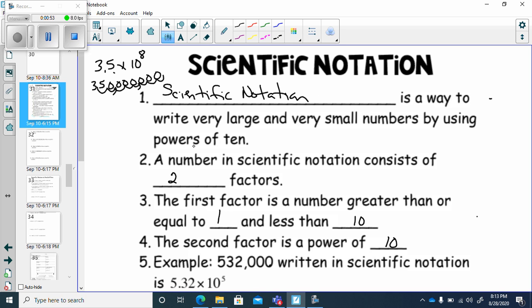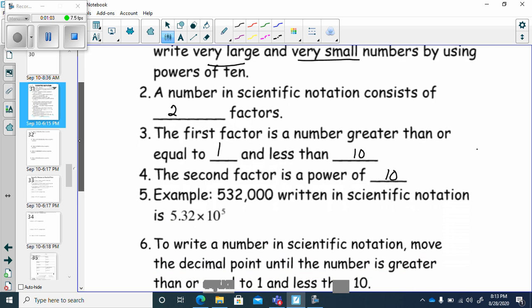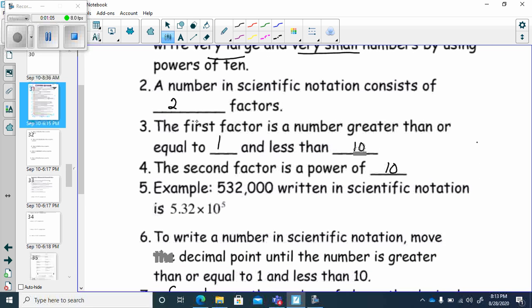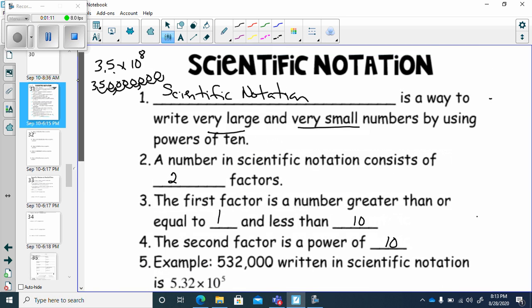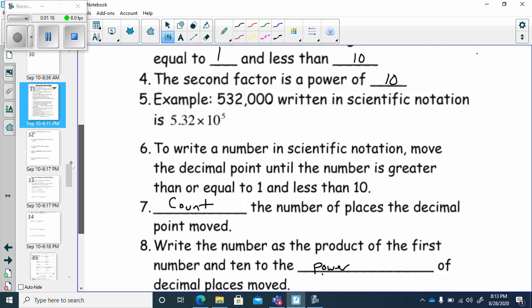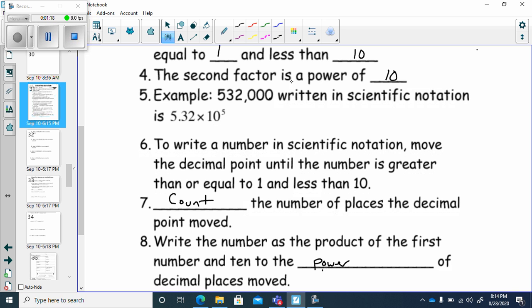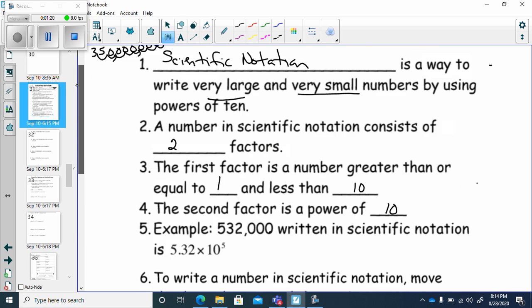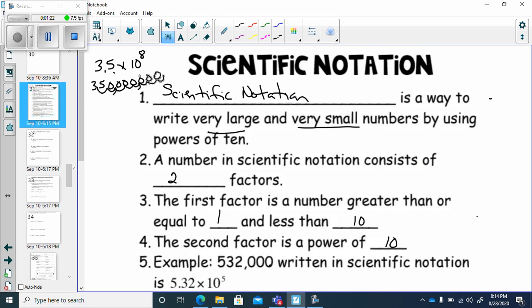Scientific notation is a way to write very large or very small numbers by using powers of 10. See, times 10 to the, and there's your power of 10. A number in scientific notation consists of two factors. The first is a number greater than or equal to 1 and less than 10. Up here, that number was 3.5. That's between 1 and 10. The second factor is the power of 10. In this case, that's times 10 to the 8.